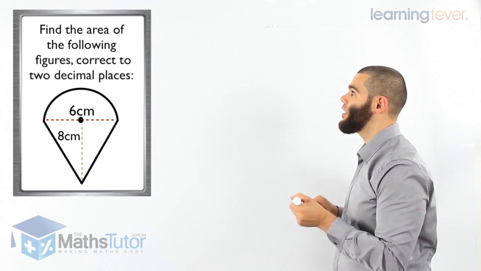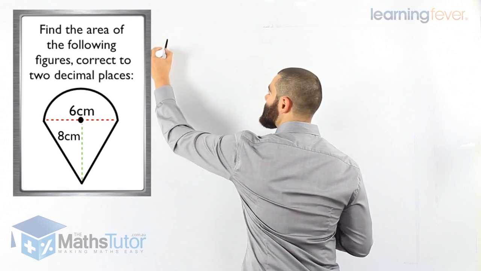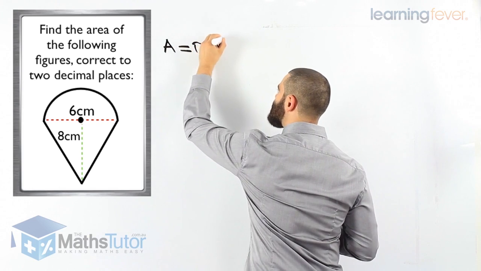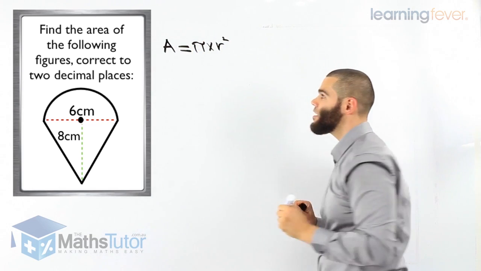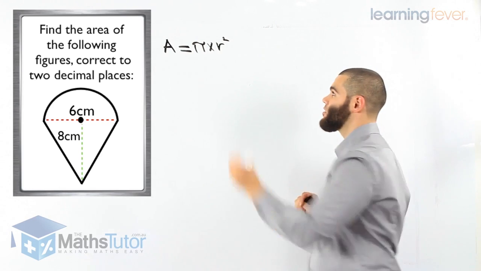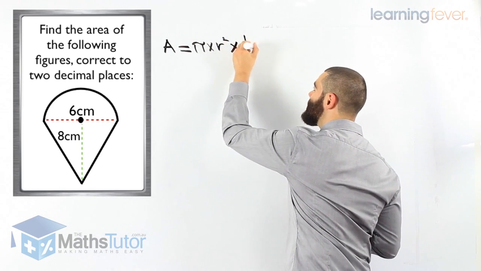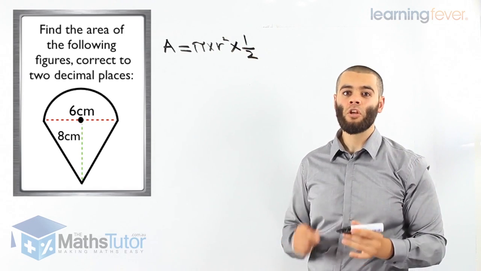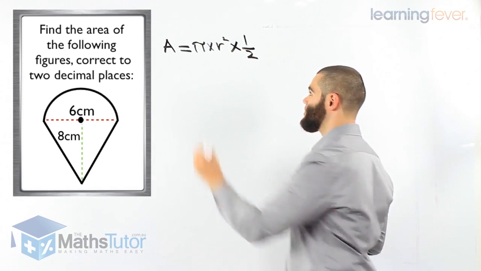We'll start with the area of the circle. A equals pi times the radius squared. Again, the semicircle, it is a half of a circle, so we have to times it by half. Very important not to forget that. Pi r squared is one full circle. We only want half the circle.